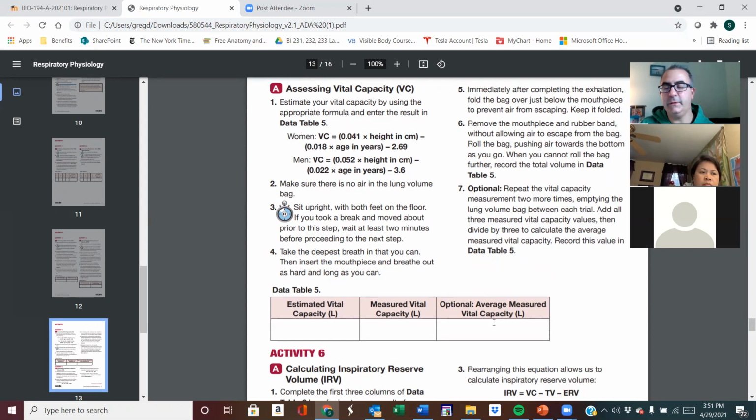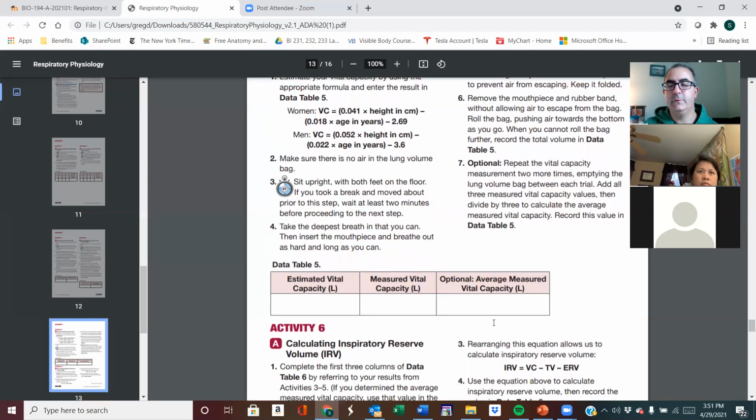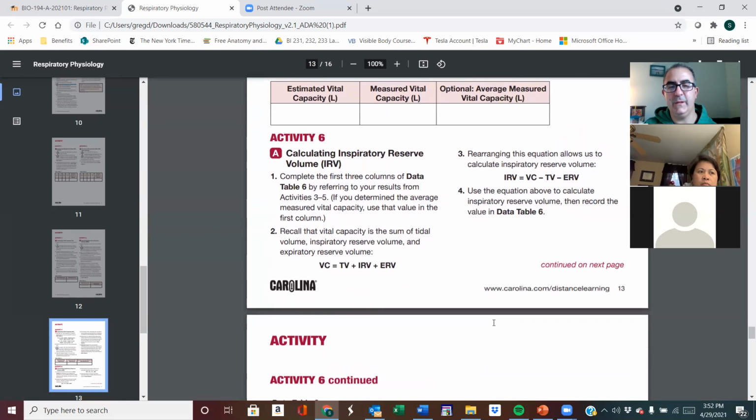One word of caution: if you're going to do that, don't do them all right in a row with the vital capacity, because with inhaling and exhaling as deeply as you can, you can lose a lot of breath and get real dizzy. So give yourself a little bit of time if you're going to do that.